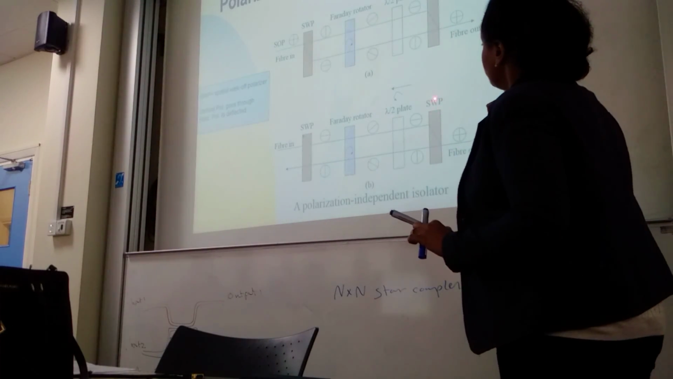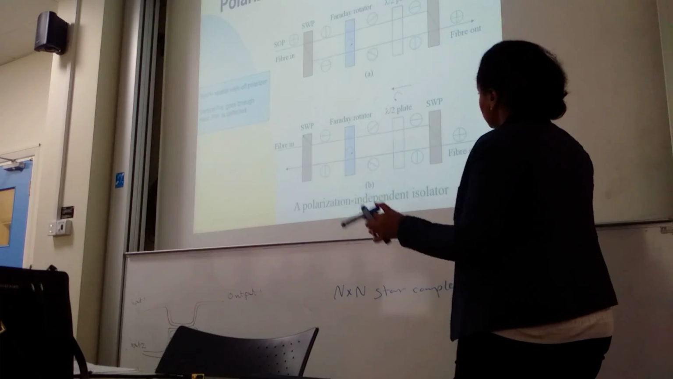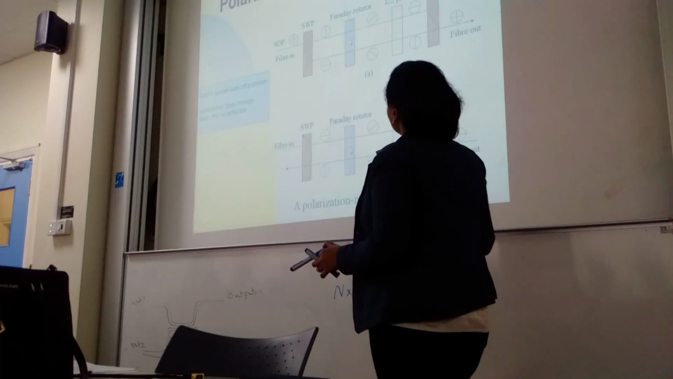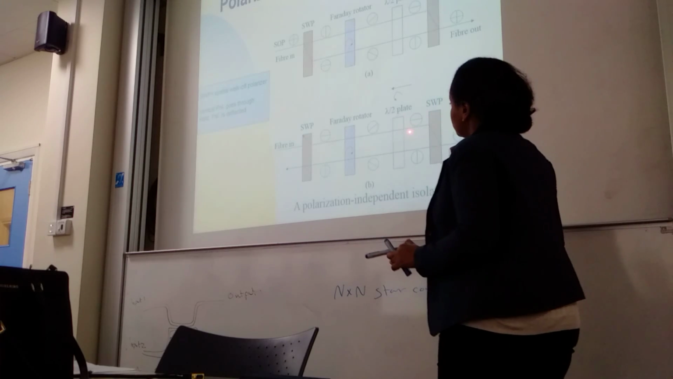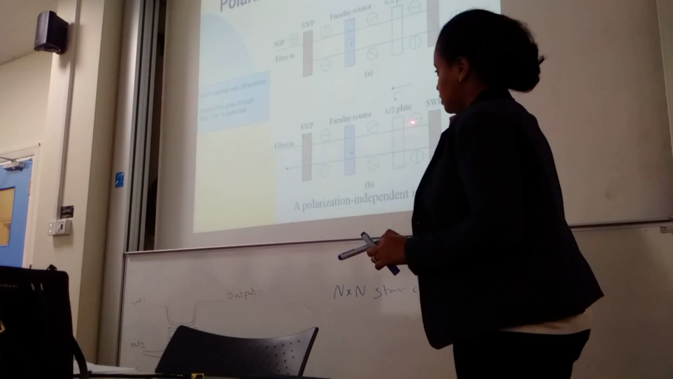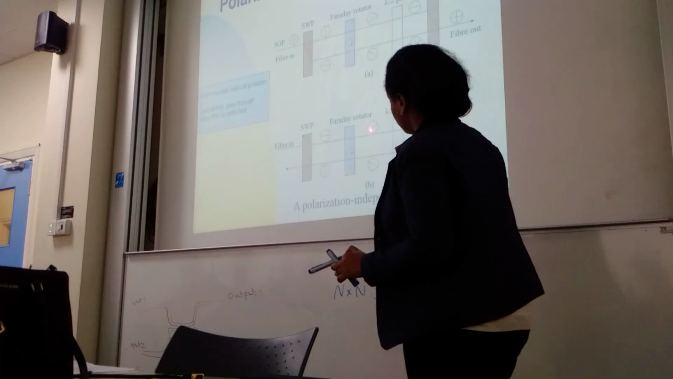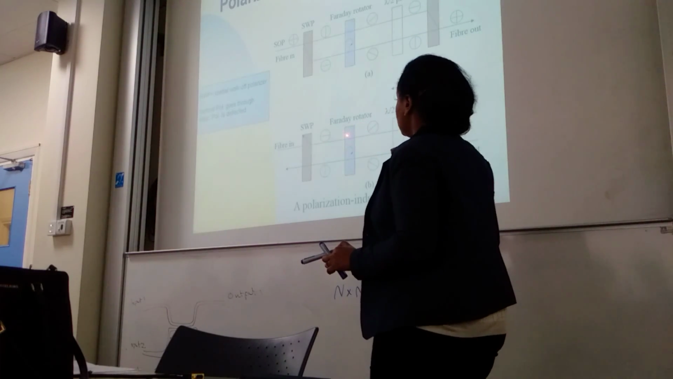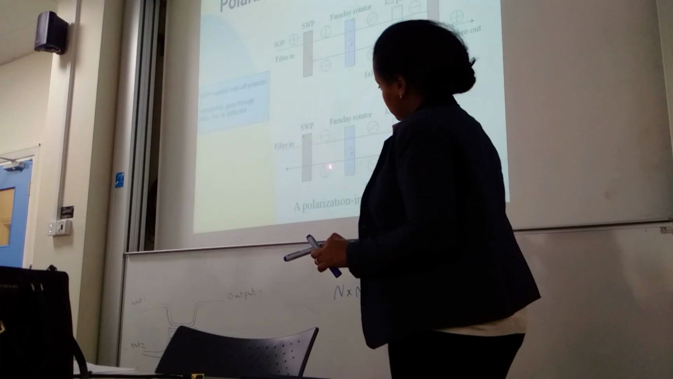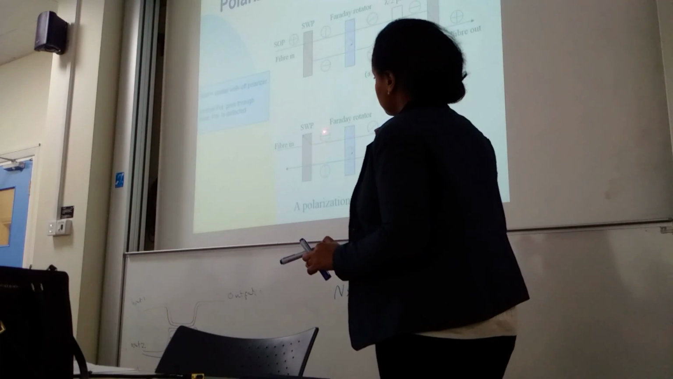On the other way, the spatial walk-off polarizer will separate the two states of polarization. The λ/2 plate will rotate them this time anti-clockwise, so we'll get these states of polarization. Then the Faraday rotator rotates 45 degrees clockwise, so we'll get these.